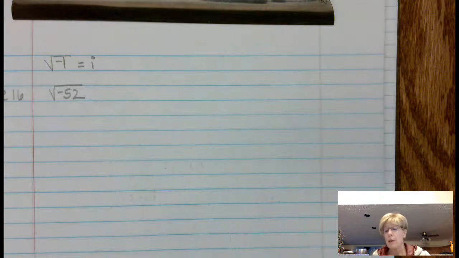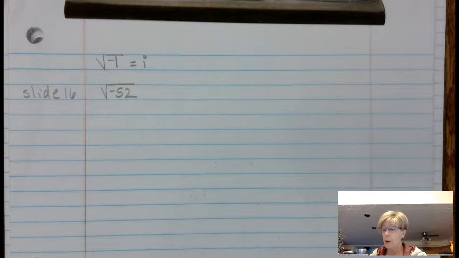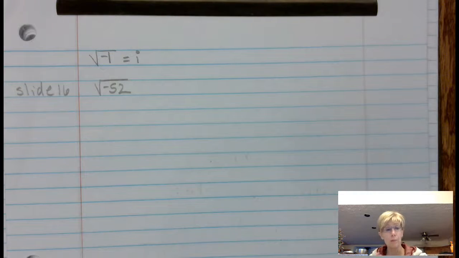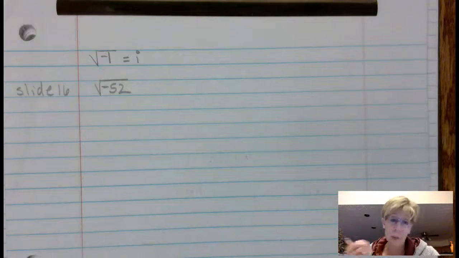And not only will this be a good review for imaginaries, but it'll be a review for taking the square root, which was back there again in our first unit. I do this radically different than the program. The program seemed to do a lot more work than it needed to when it came to simplifying the square root of -52. And again, an imaginary number happens when we're taking the square root of a negative number.